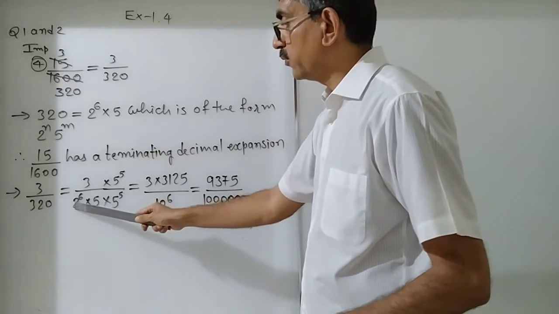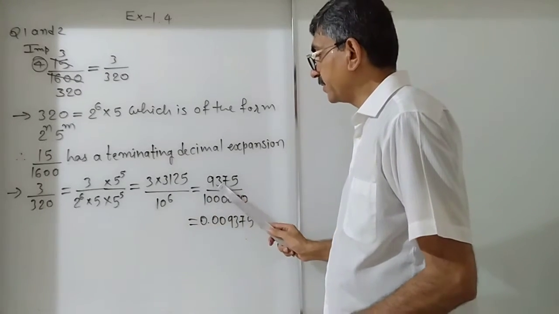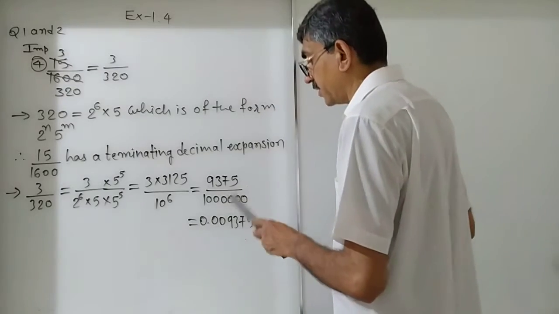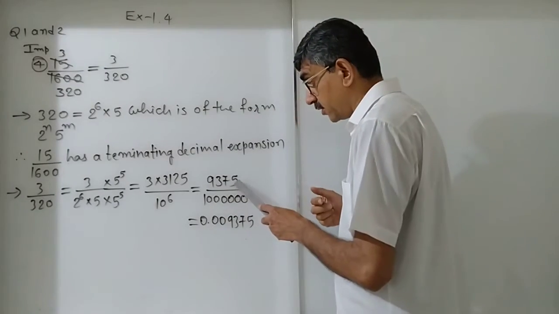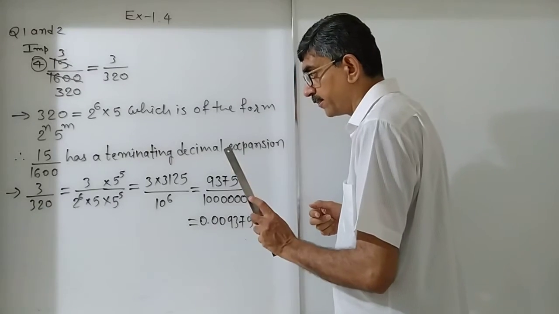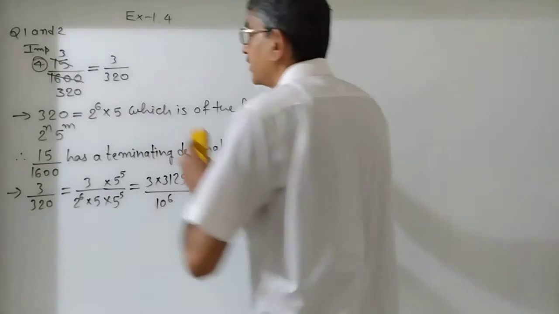Okay. Here 2 raised to 6, 5 raised to 6, which is equal to 10 raised to 6. Multiply, and 10 is left. So put the decimal place after how many digits? 6. 1, 2, 3, 4, 5, 6, decimal 0. So we express the given number in decimal form.